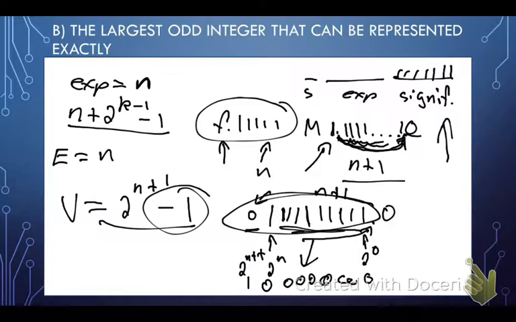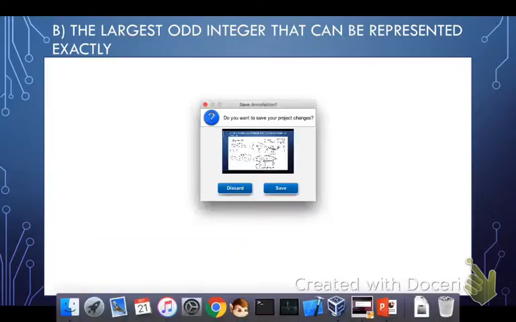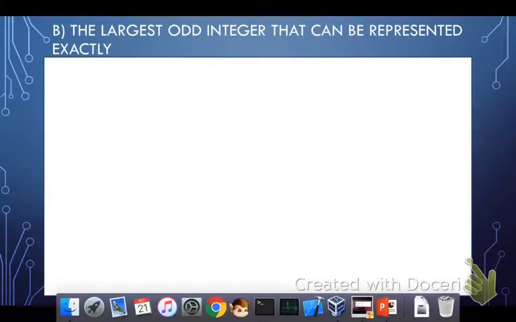Finally, let's look at C and see how quickly I can do this. I have a typo on my slide here. I was supposed to update that and didn't, so you'll have to forgive me. It still says the largest odd integer that can be represented exactly. What we actually want is the reciprocal of the smallest positive normalized value that can be represented, so what will that be?